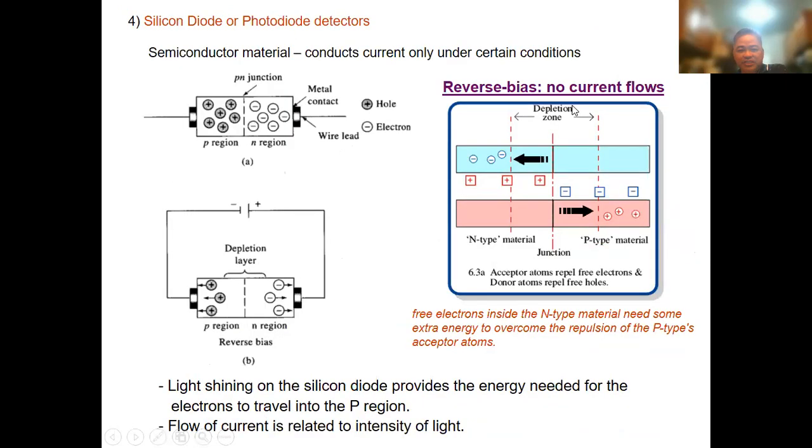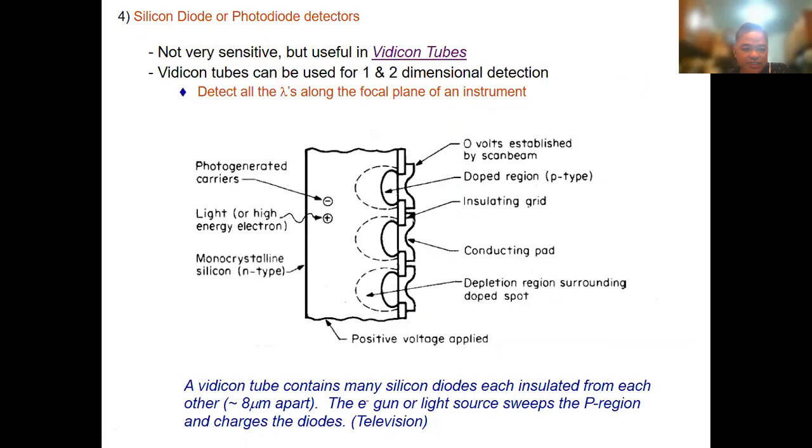But the most common now is the PDA, the photodiode array. It uses semiconductor material that conducts current only under certain conditions. Light shining on the silicon diode provides the energy needed for the electrons to travel into the P region, and the flow of current is related to the intensity of light. The photodiode electrode tube is not very sensitive, but it's very useful in vidicon tubes. They usually use this for one- and two-dimensional detection.